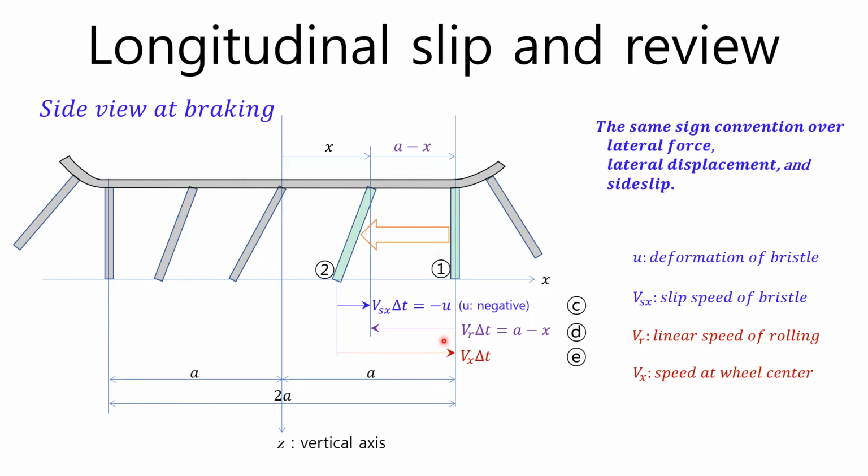Displacement u represents the bristle deformation. Vsx represents the slip speed of bristle. Vr represents the linear speed of rolling of the bristle base, and Vx represents the speed of the wheel center. If the bristle has no braking or traction force at the position 2, it should cross the x-axis perpendicularly, but it is deformed obliquely under the braking force like this.